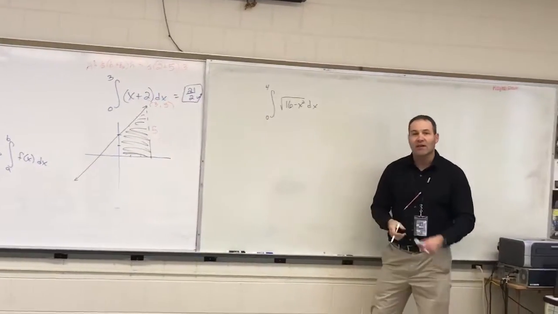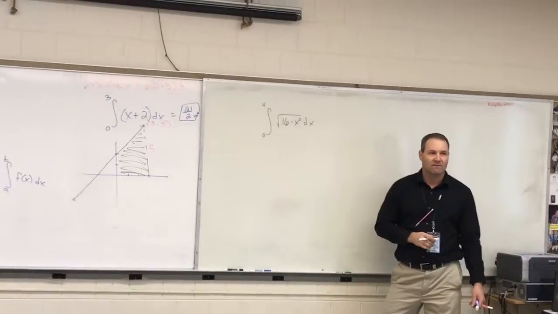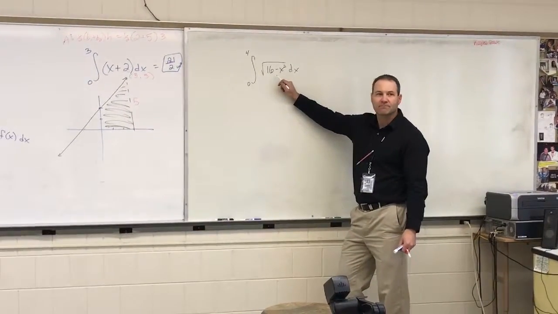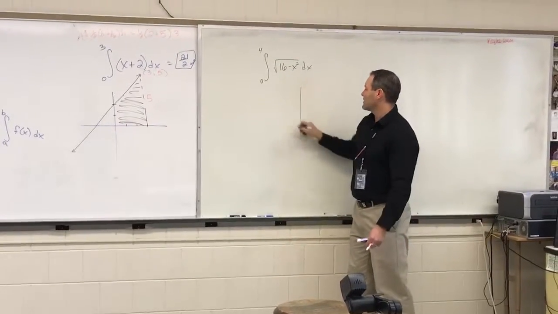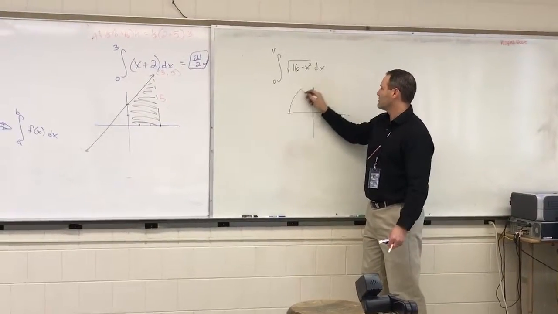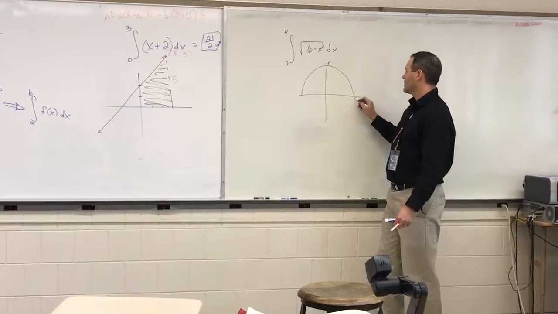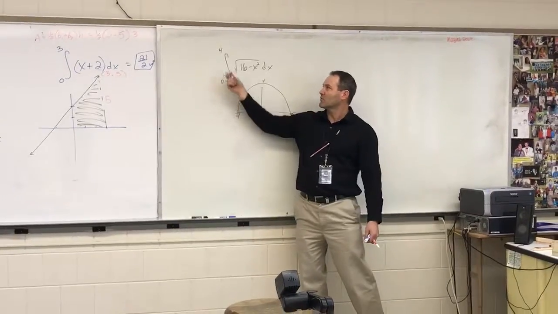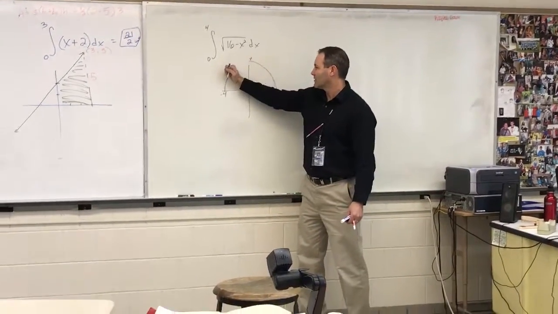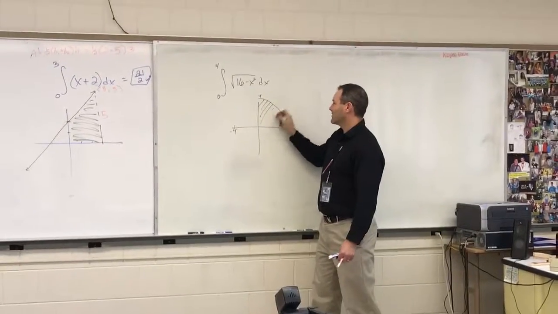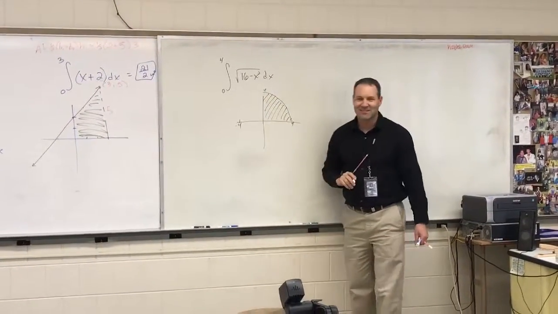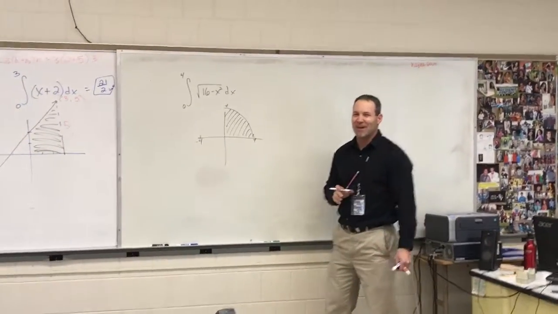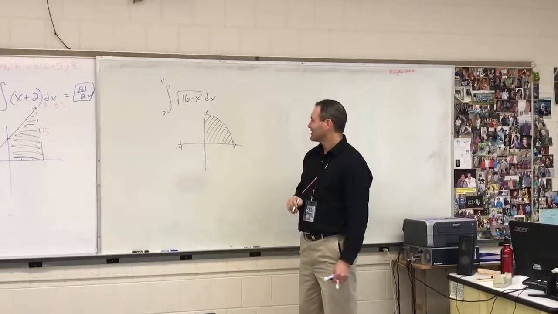We can do that, because I know what shape that is. It's a circle, a half circle. It's a semicircle, right? And specifically, this has a radius of 4, but we're only interested in the part from 0 to 4. It's a quarter circle.